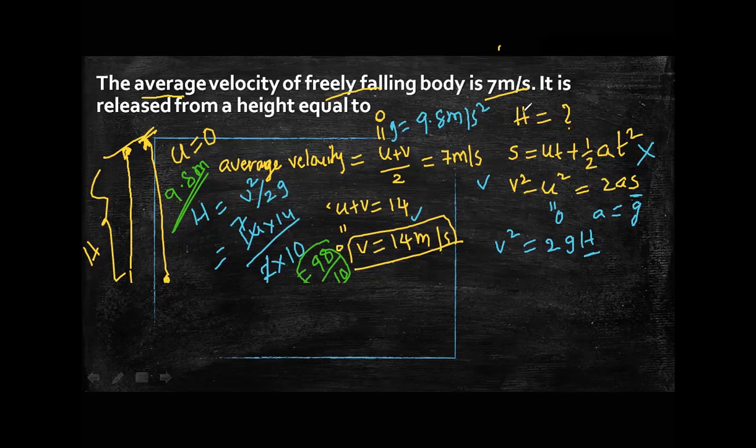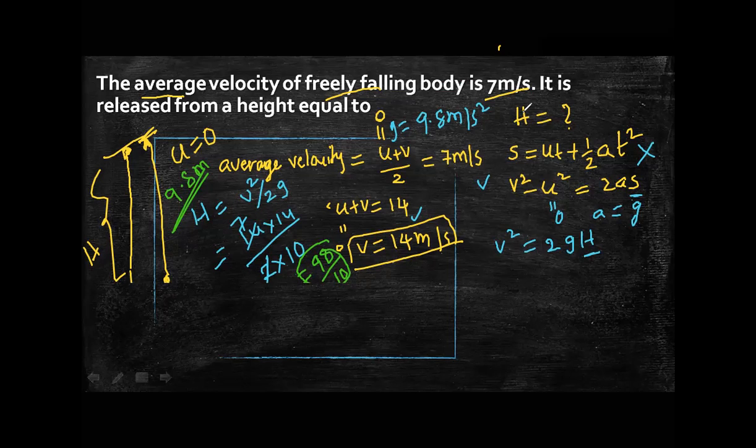Yes, sir. So first, from the summary of this problem, first they gave the average velocity, but in the average velocity formula, (U plus V) by 2. For freely falling bodies, initial velocity is 0. So V equals 7 into 2, 14. Once you get the velocity, which formula do you use to get the distance or height? We have only two equations of motion which deal with the distance, but one is related to time, we cannot use it. The other one has only initial and final velocity, so we can use it.